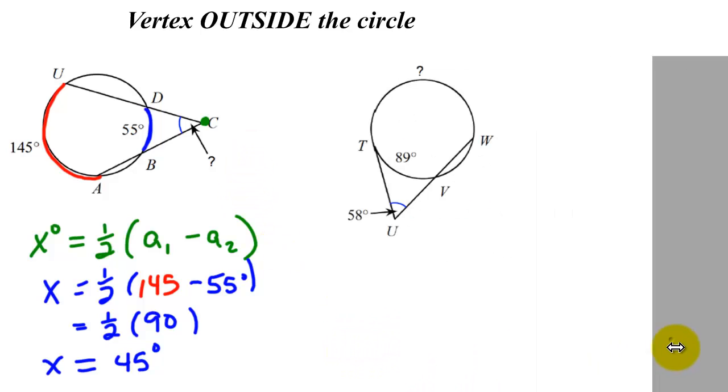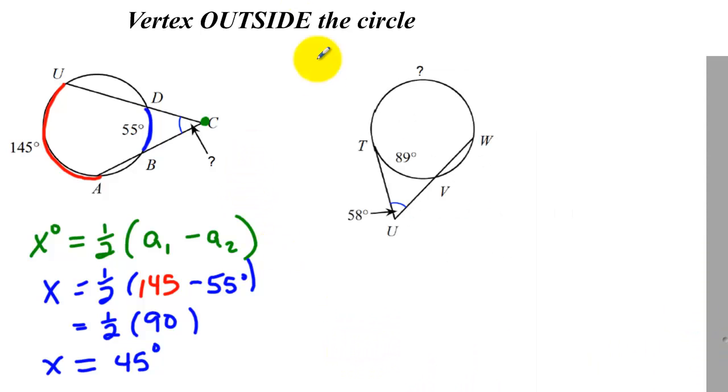Done. Here's another chance for us to practice this. Vertex on the outside. Always look for that. Let's find the arcs where this is intersecting. So first arc is this big arc TW right here. And then our second arc is on the inside of our angle. It stops at V right there.